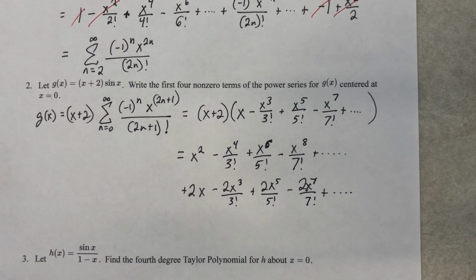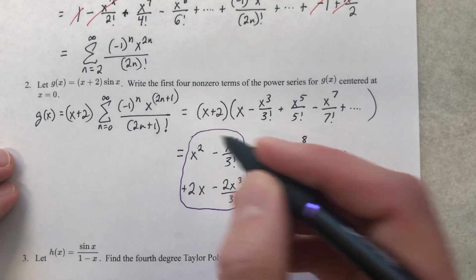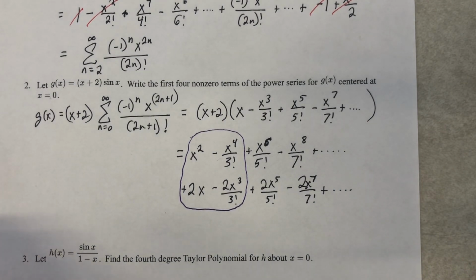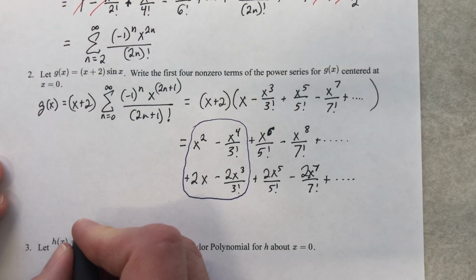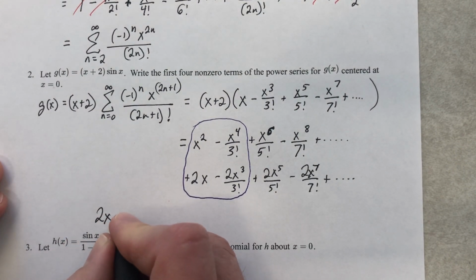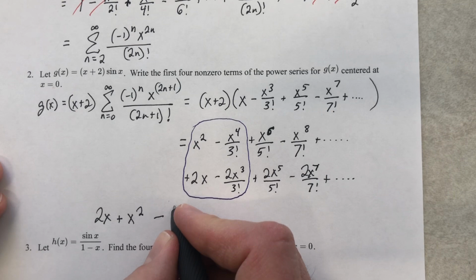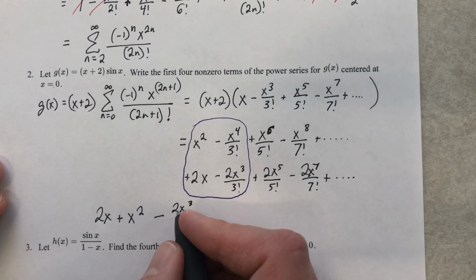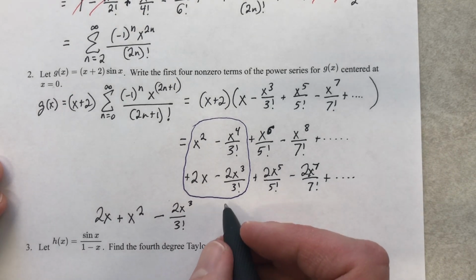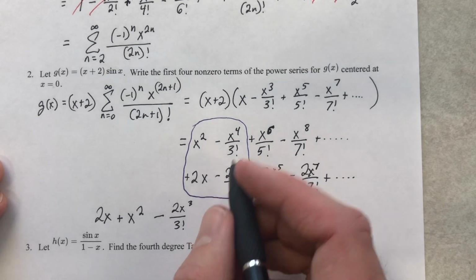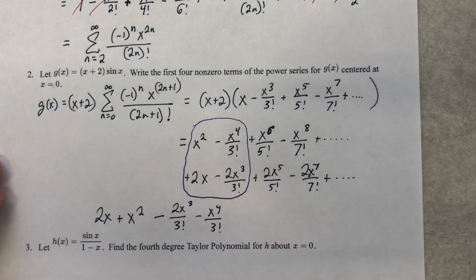Let's just do this old-fashioned right there. This is all they're looking for. Don't circle that and pretend like that's your final answer, because we need to clarify. So the first 4 non-zero terms are 2x plus x squared minus 2x cubed over 3 factorial and minus x to the 4th over 3 factorial. That would be my final answer.